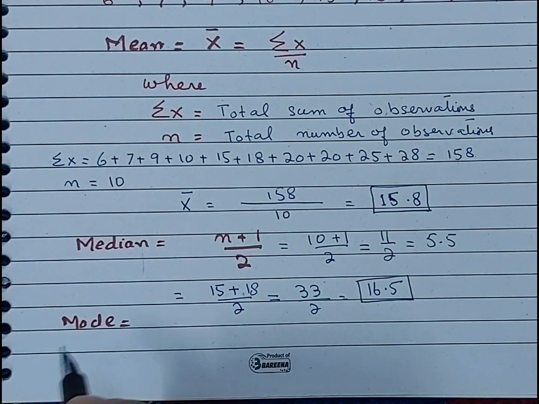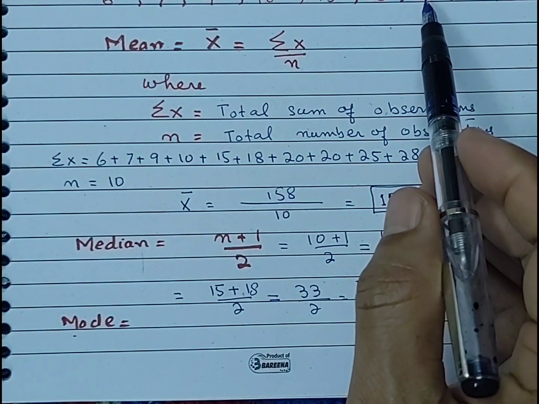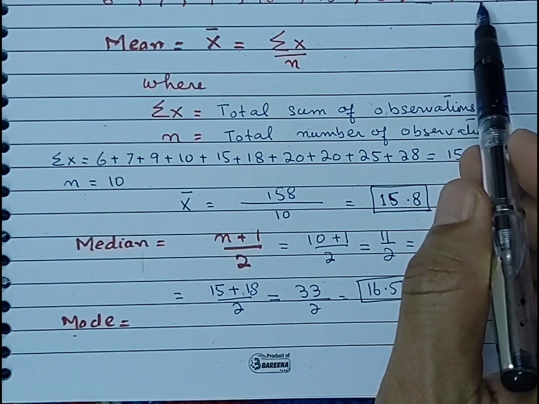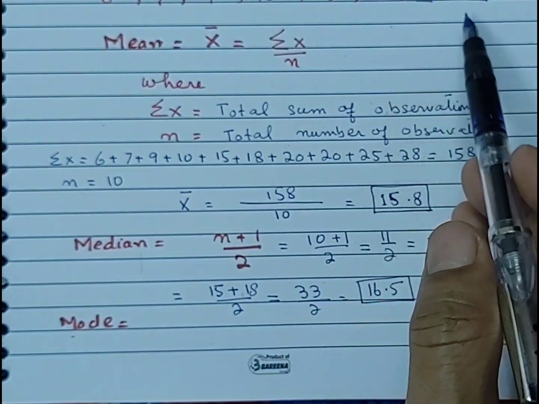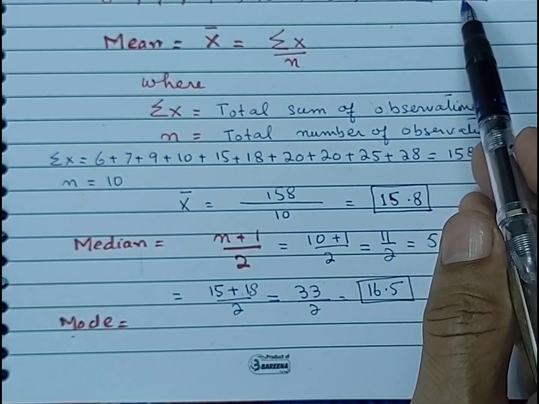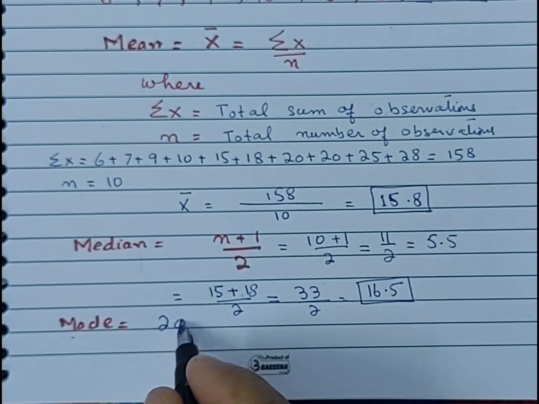Okay, my last measure of central tendency is mode, and mode means the most occurring number in the data. If I see my data, 20 is the most occurring number, and no other number is repeated. There may be one mode or two modes, but the most occurring and repeating number is 20. So the mode for this data is 20.